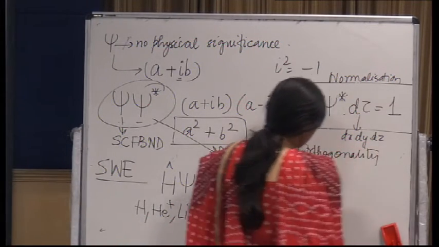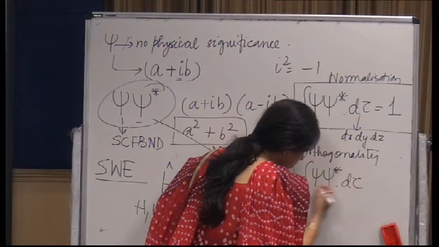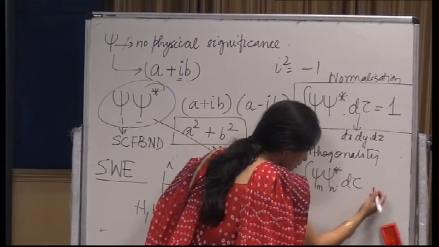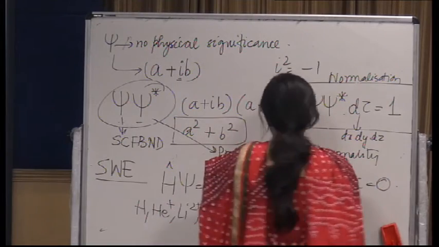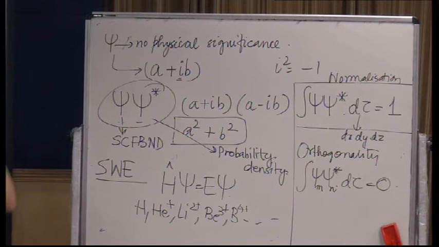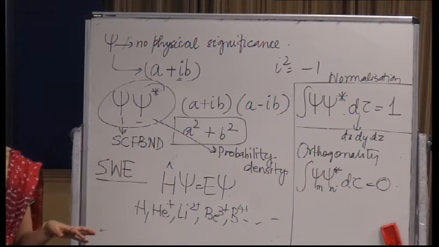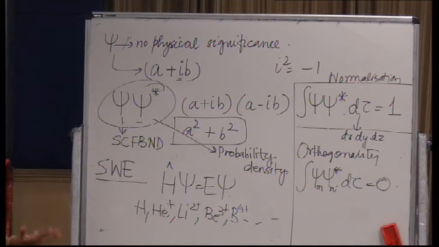Orthogonality means that when I have psi into psi star into d tau at one level and another level, that will be equal to 0. Remember that when psi star is equal to 1, it's normalizability. When psi m into psi n star is equal to 0, then it is orthogonality.